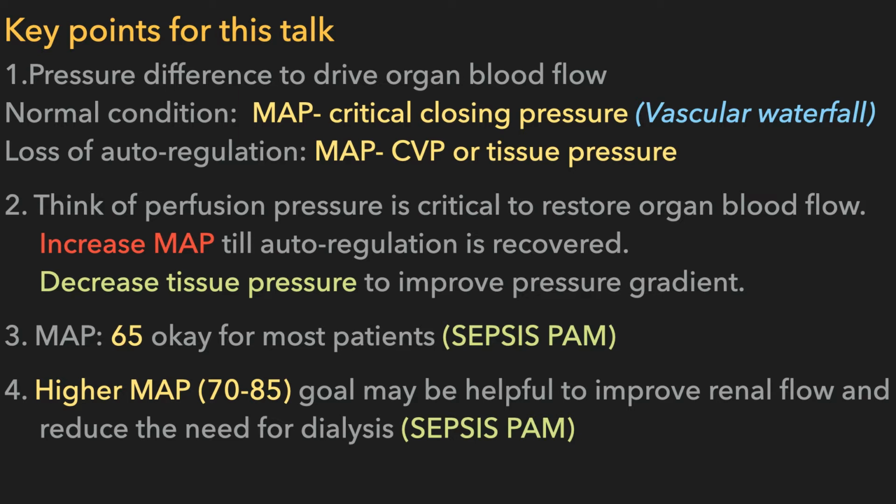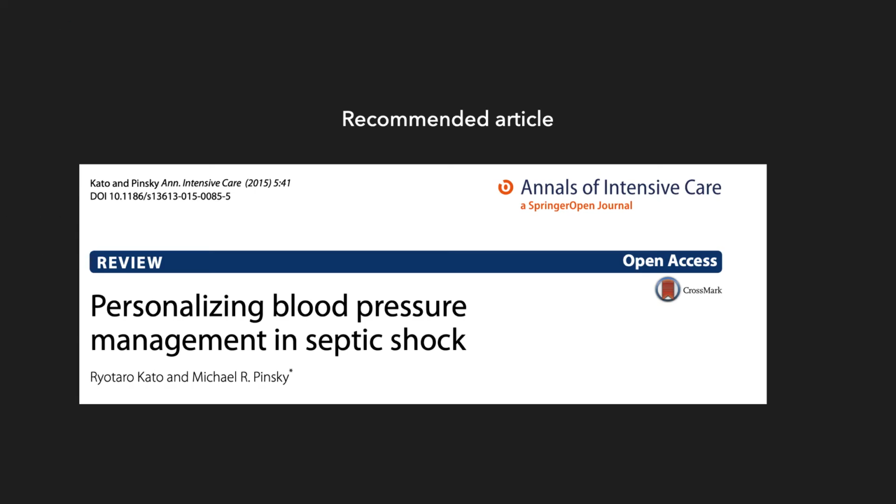I will talk about the SEPSISPAM trial, and I will talk about a trial called the MAP 60 trial that was published in JAMA in February 2020. I recommend you read the article published in Annals of Intensive Care in 2015 about personalizing blood pressure management in septic shock patients. I suggest you listen to today's podcast first, after finishing watching the video, and then read this article. Then you will have more sense of how to set up a MAP goal so that you can optimize your perfusion pressure for patients.